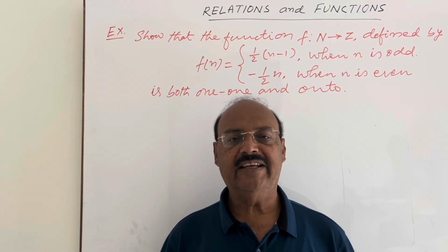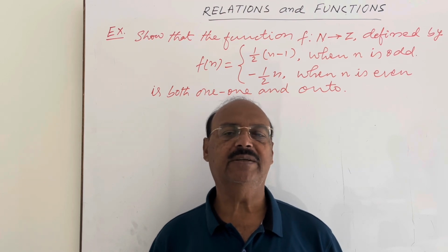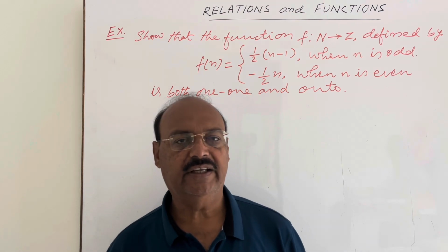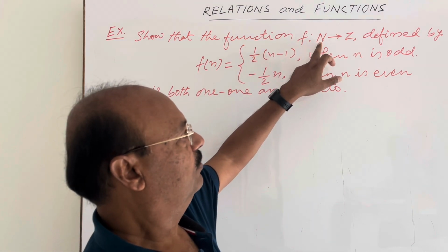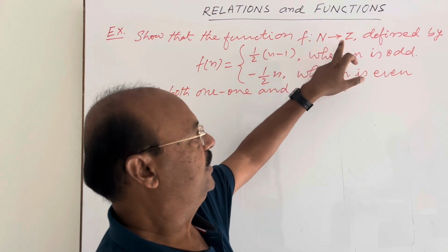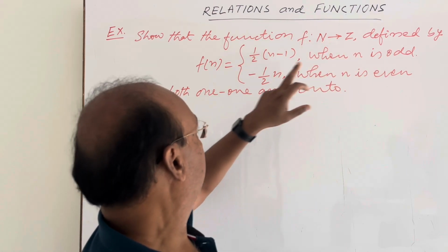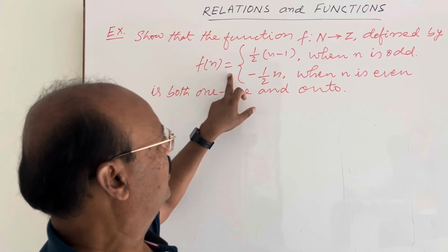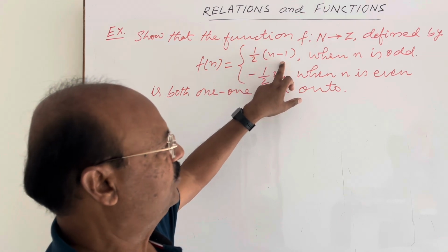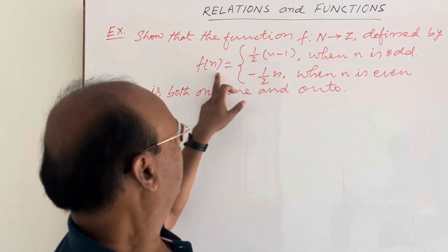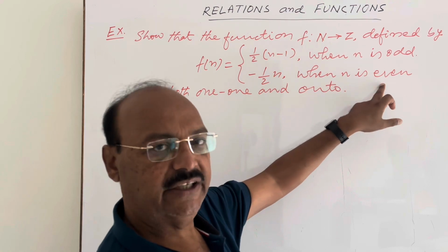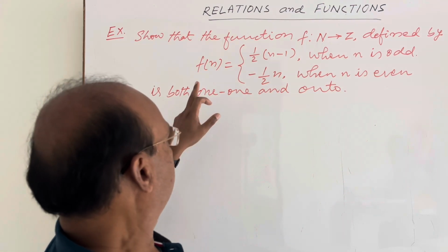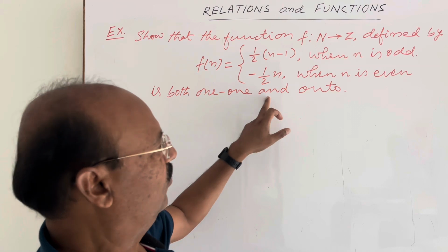Here we are discussing an important question from the chapter Relations and Functions. The question is basically based on the topic functions. Show that the function f defined from the set of natural numbers N to the set of integers Z, defined by f(n) = (n minus 1)/2 when n is odd, and f(n) = minus n/2 when n is even. We have to show that this function is both one-one and onto.